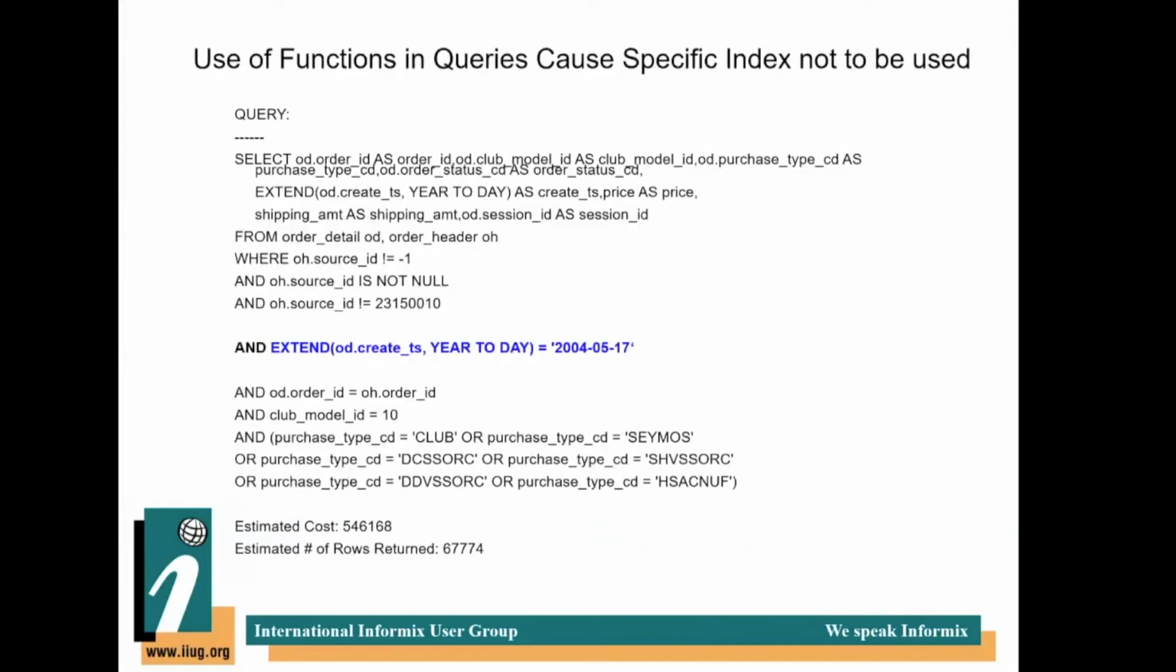And again, another use of functions in a query causes a specific index to not be used. In this query, we were looking for just one day's worth of data, but they were using the extend function, which caused the index to not be used. So in this case, this query would take 20 minutes to run. It would run like every morning, but they're like, can't we get this thing to run faster? It's only going after a day's data, but we can't get it to run any faster.